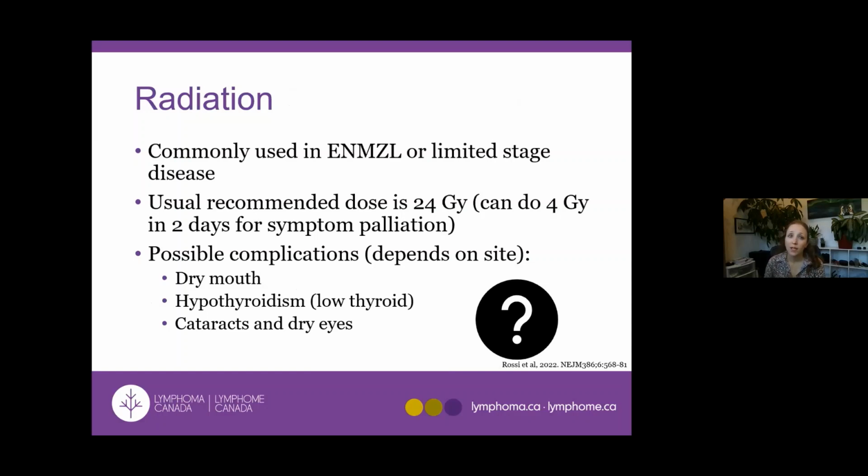So talking about radiation again, it's very commonly used in extranodal marginal zone lymphoma, or if people have limited stage disease. The recommended dose is 24 gray, which essentially usually translates to about 12 days of radiation.